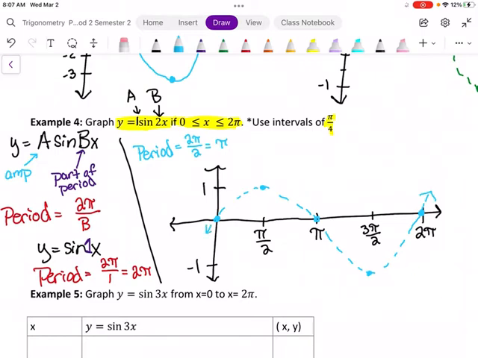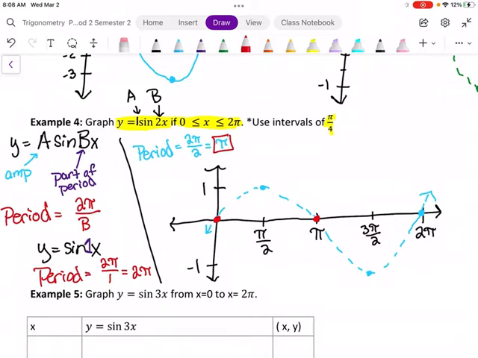Okay, so our amplitude is not changing on this, but our period is. If you look at our parent graph, we take a full cycle from 0 to 2 pi. Now, because our period is equal to pi, our full cycle is only going to be going in between those two. So we're going to, again, start at 0, 0, and we're going to end our full cycle at pi.